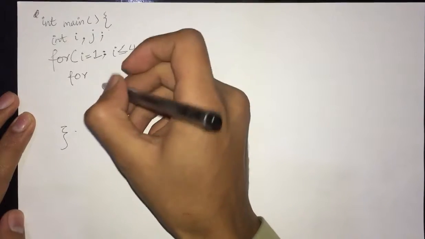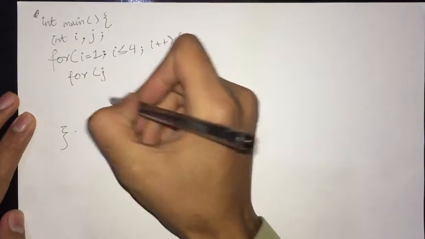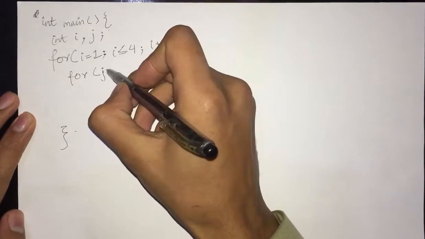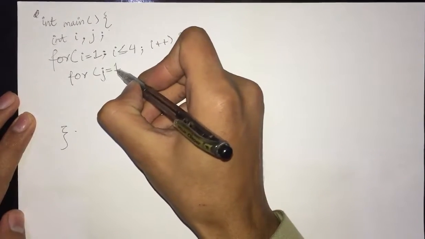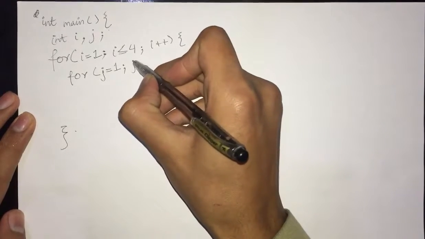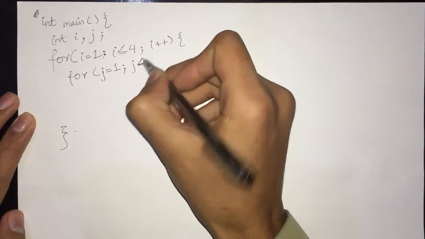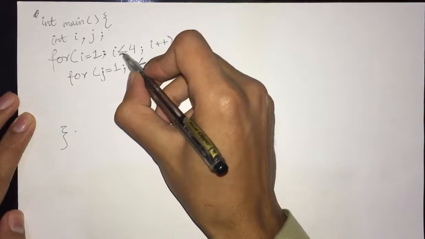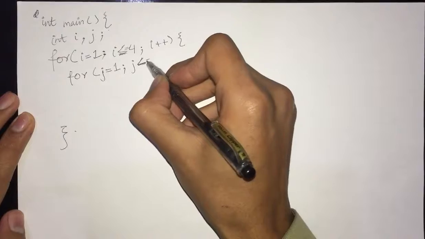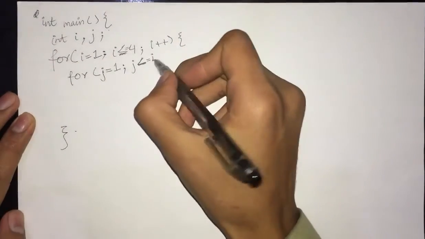Here we write another loop. For j, so this is the loop inside. So j equals 1. Now here we specify the condition: if j is less than or equal to i. I am going to explain it.